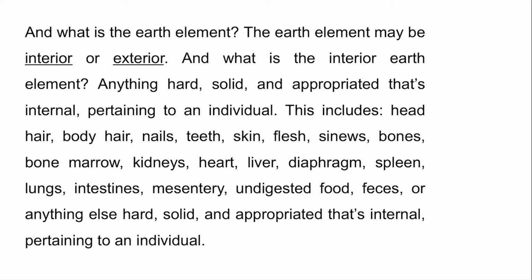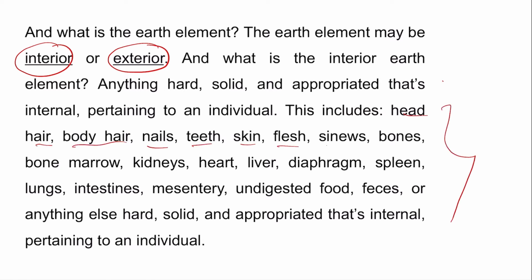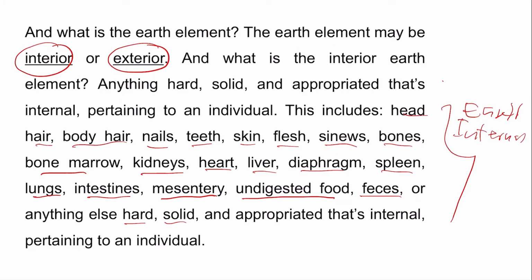And what is the earth element? Earth element, there are 2 things, interior earth element and exterior earth element. Okay, let's clarify here. What is meant by interior? Interior is something in the body. Bone, teeth. Here, head hair, body hair, nail, teeth, skin, flesh, bones, bone marrow, kidney, heart, liver, diaphragm, spleen, lungs, intestines, undigested food, feces, or anything else hard, solid, and appropriate. That's internal earth element.